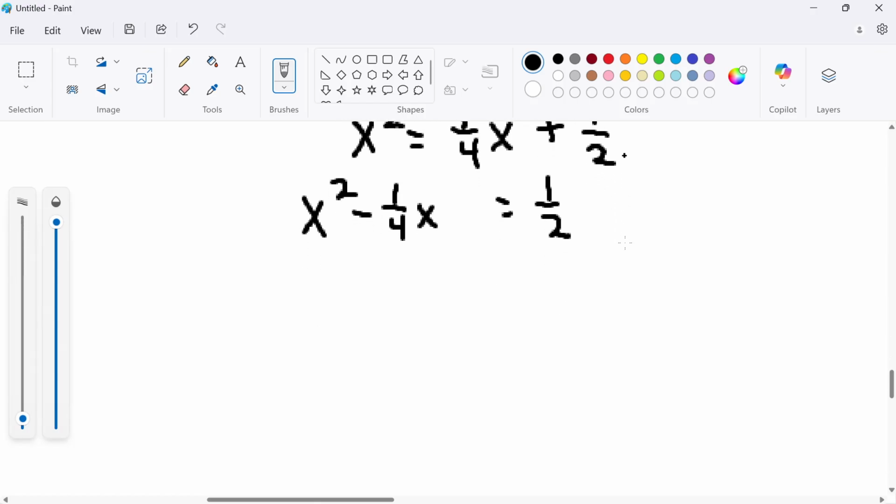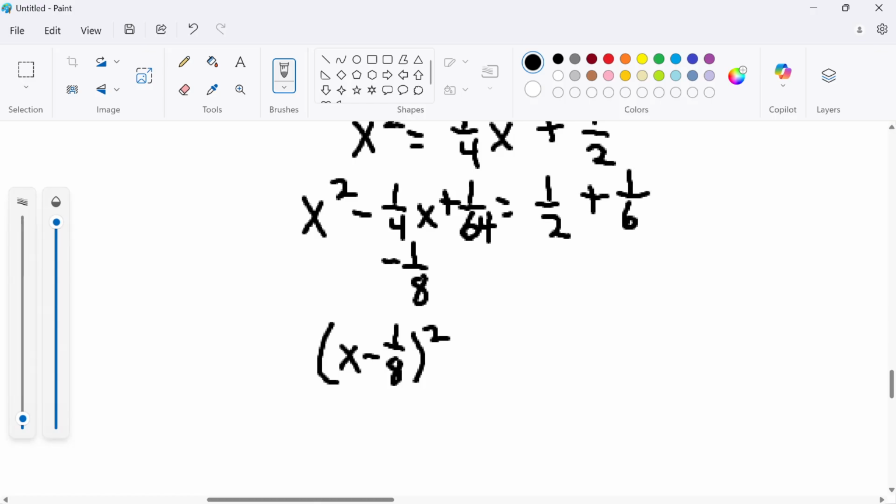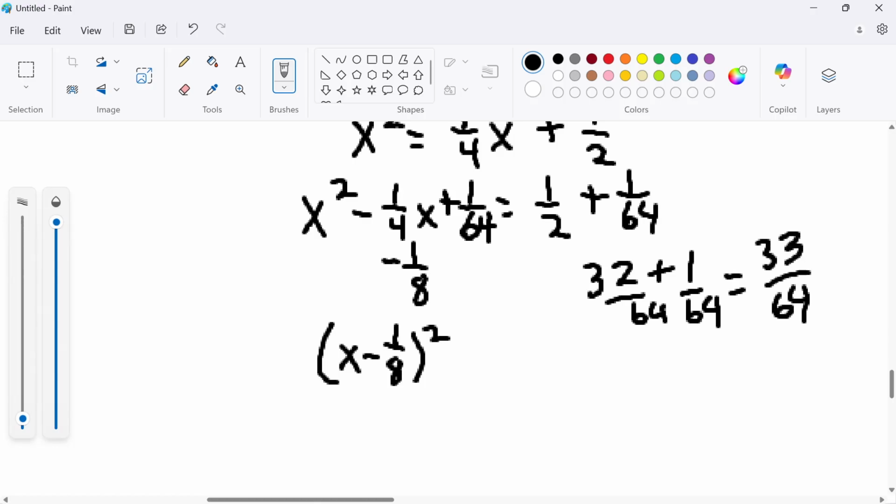Let's see. And now I will take half of negative 1/4. It's negative 1/8. This is x minus 1/8 squared. And then negative 1/8 squared is plus 1 over 64. Now I've already factored that 4 out, so now I just have to add 1/64 to both sides. Let's see, 2 goes into 64 32 times, so this is 32 plus 1, each one's over 64, equals 33/64.